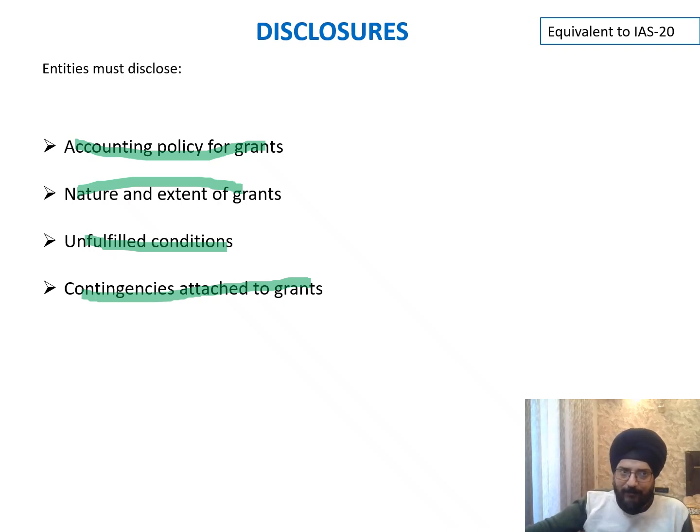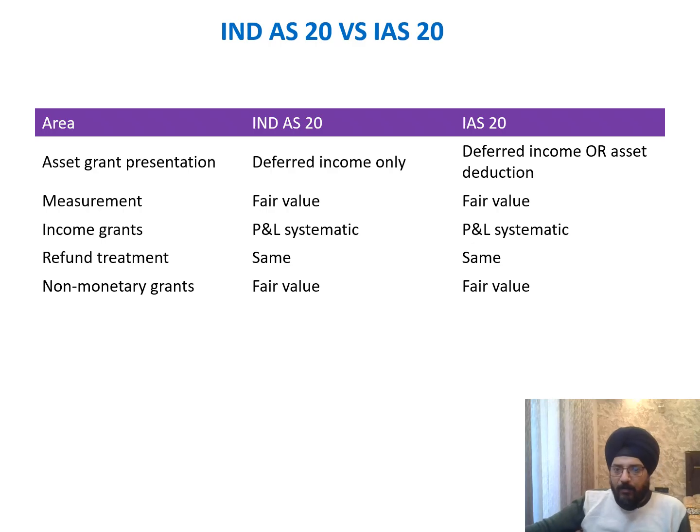We'll move to the last slide of this presentation, which is the difference between IND AS 20 and IAS 20. Largely it is aligned with IAS 20. The only point of gap is in grant presentation, wherein IND AS specifically talks about deferred income only, but IAS talks about deferred income or asset reduction. So there's a choice given, but otherwise everything is the same with respect to measurement, income grants, refund treatment, and non-monetary grants. So this is the last slide.